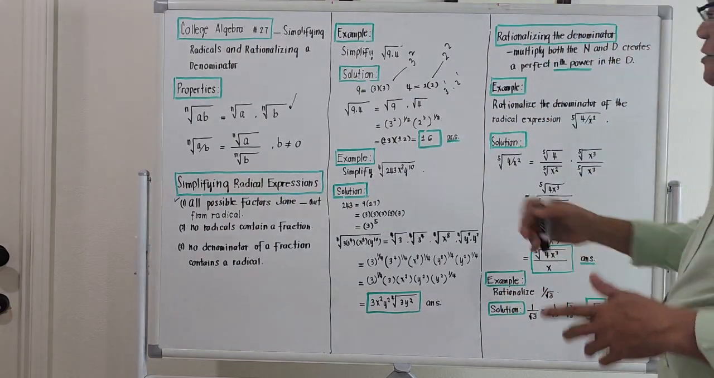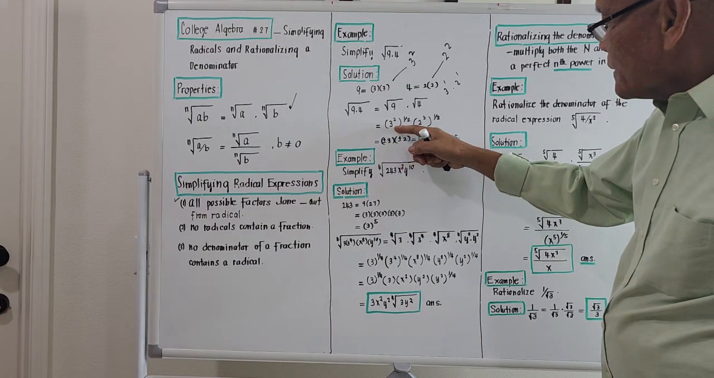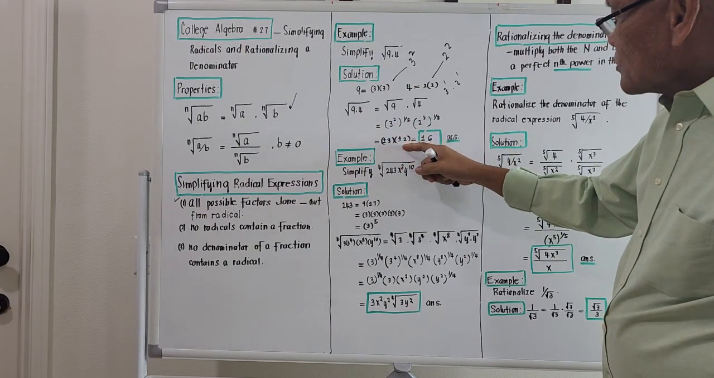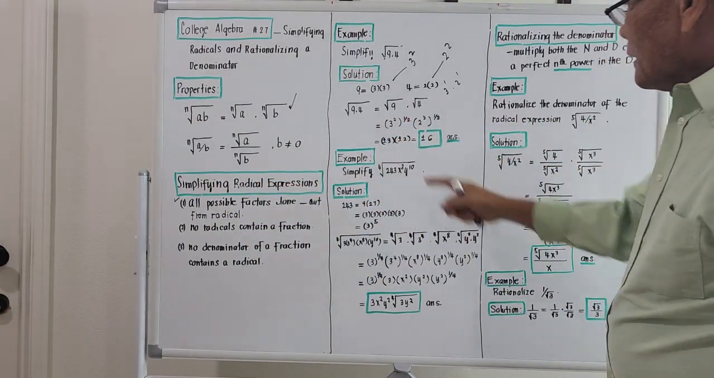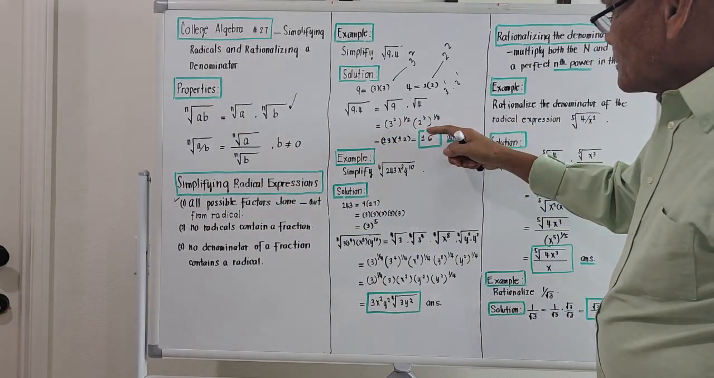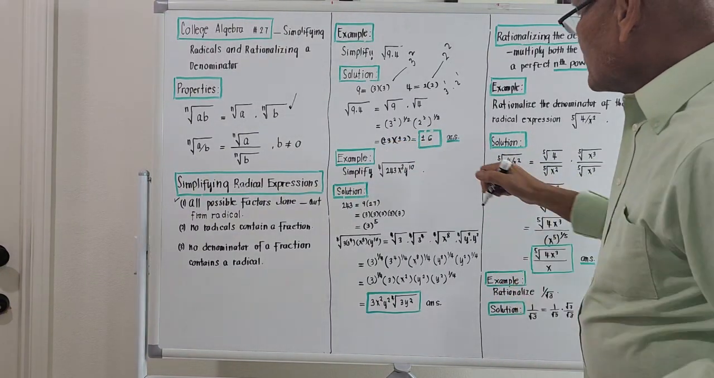Okay? But since this is a square root, the first one could be either plus or minus 3. The second one will be plus or minus 2. Okay? Then take the product. A plus and a plus will be plus. A minus and a minus will still be plus.